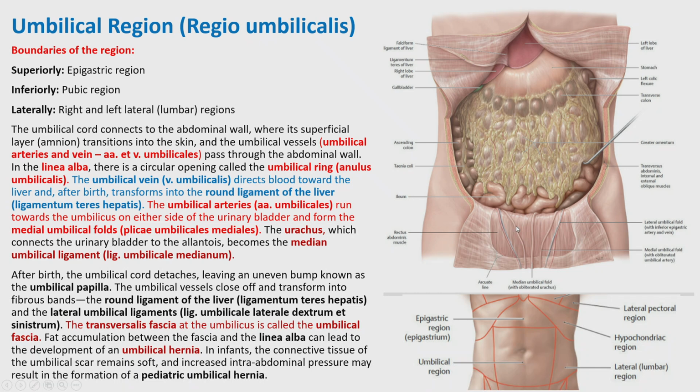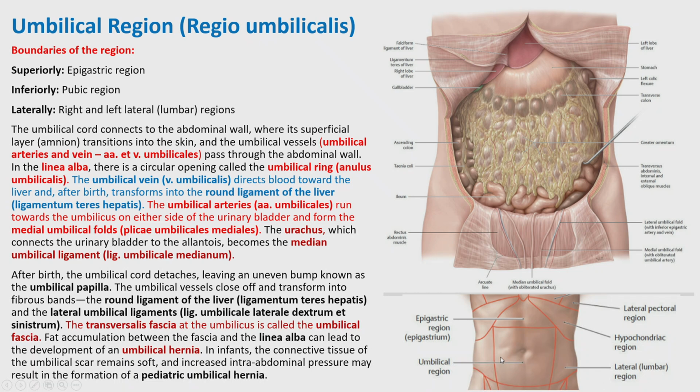Then we have another very important fold that I will explain to you. It is the lateral umbilical fold, which is the passage of the inferior epigastric vessels. And one is in the center, the median umbilical fold, which is the remnant of the chorda urachus, the obliterated urachus of embryonic life. Finally, in the umbilical region, the transversalis fascia is called the umbilical fascia.